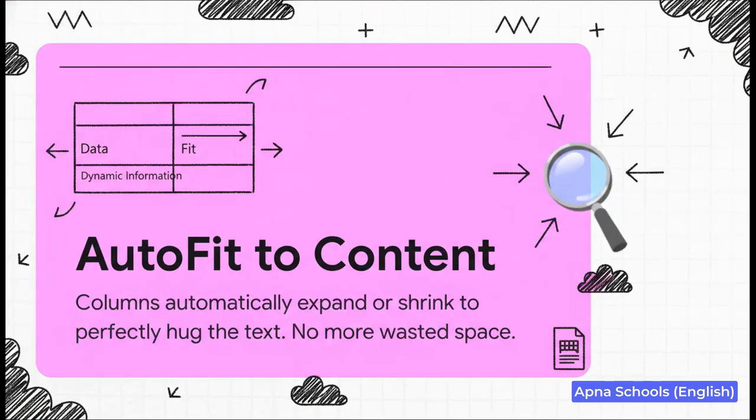First is Auto Fit to Content. This is your best friend for dynamic data. As you type, the columns automatically expand or shrink to perfectly fit the text. This gets rid of wasted space and stops any awkward text wrapping. The table basically adjusts to your content.